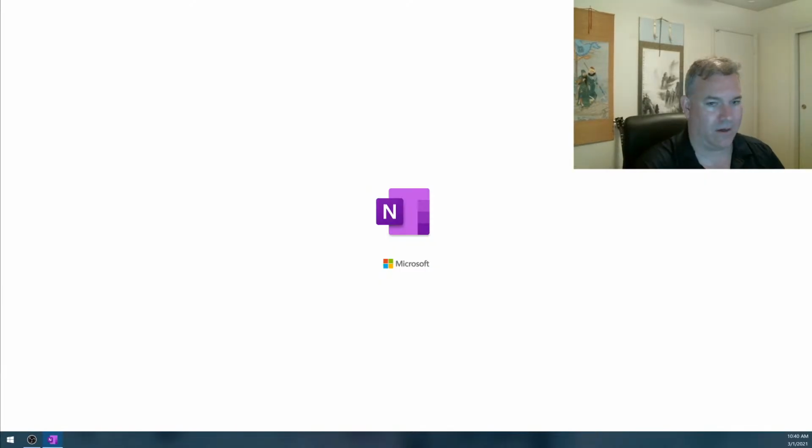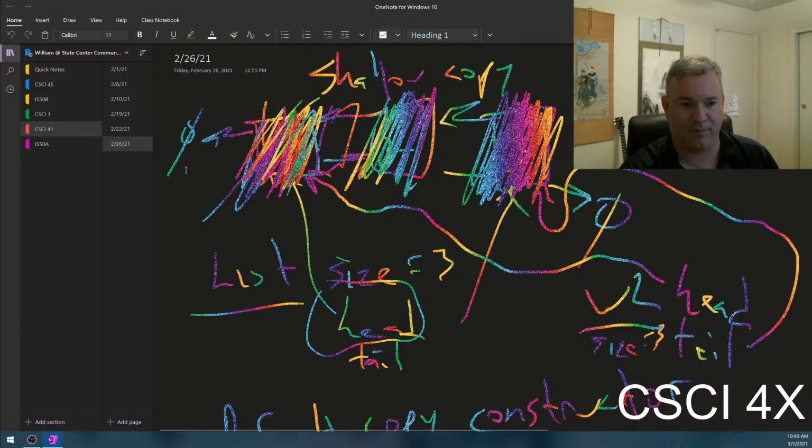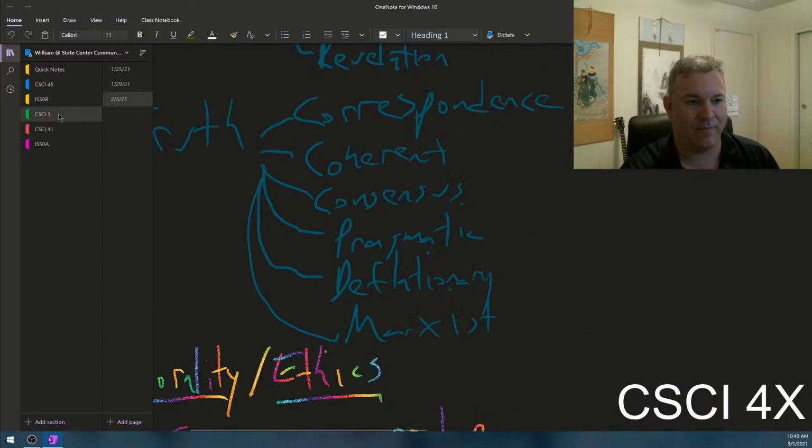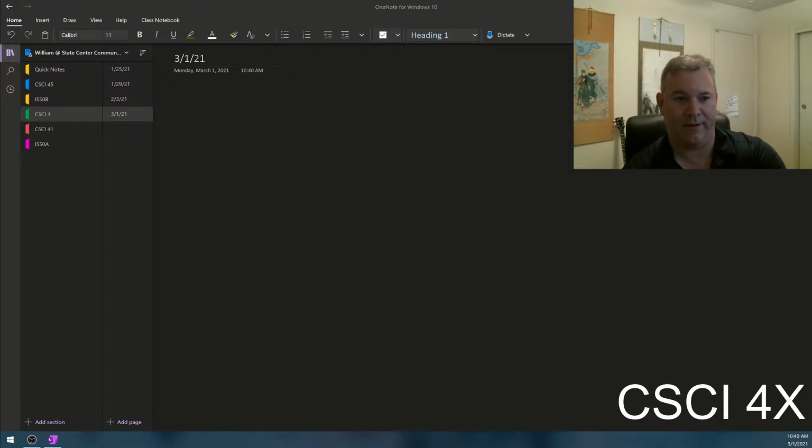So we need to talk about scribbles. Look at that. That's amazing. Okay. Let's see, side 1. New page. 3/1/21. Welcome to March. Days are just flying by. February is a short month, huh?